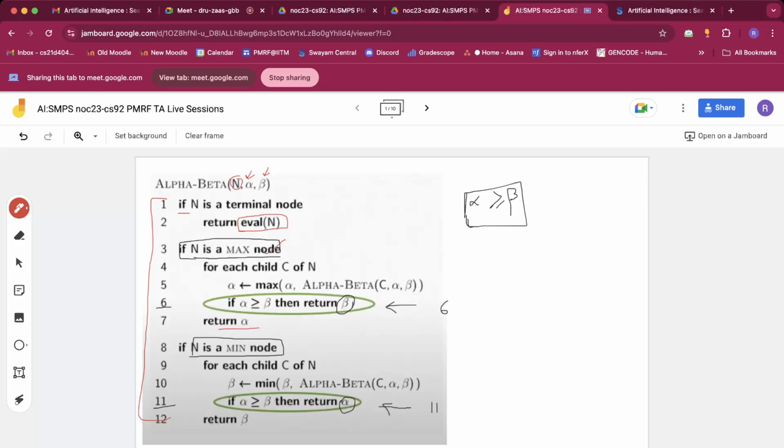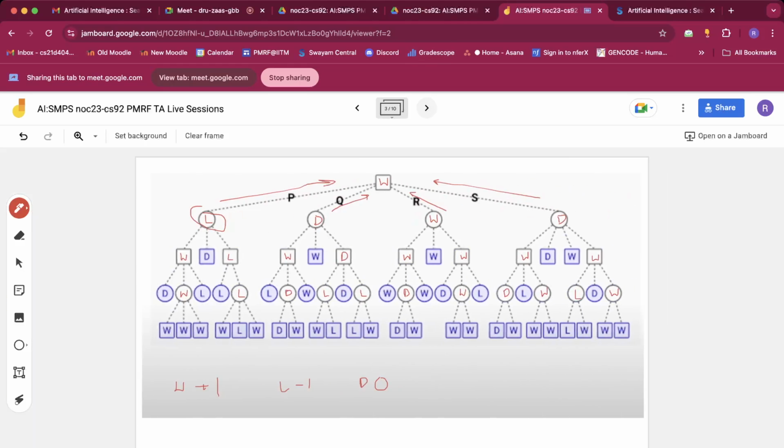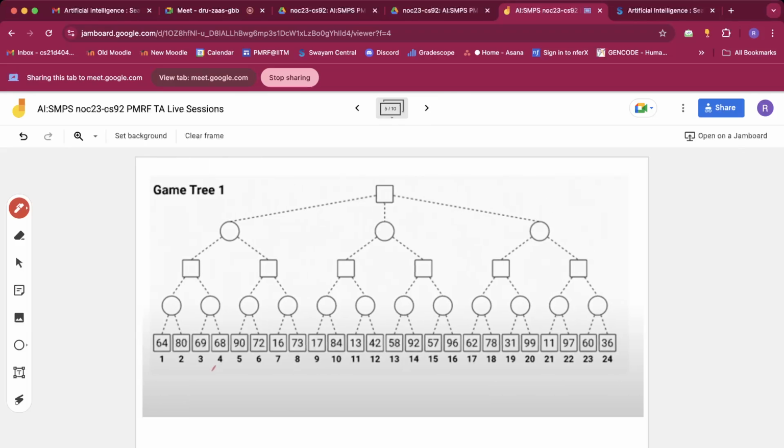In case of a min node, again we follow a similar strategy, just that instead of max we have min over here, and again if alpha happens to be greater than beta, we apply an alpha cutoff and return an alpha value, otherwise we always return a beta value in case of a min node. I just wanted to go through this to make you familiar. Let's now proceed to solve this problem using the alpha beta strategy.